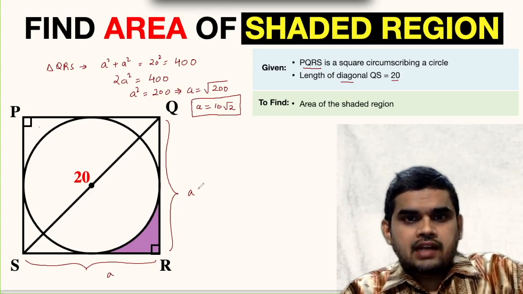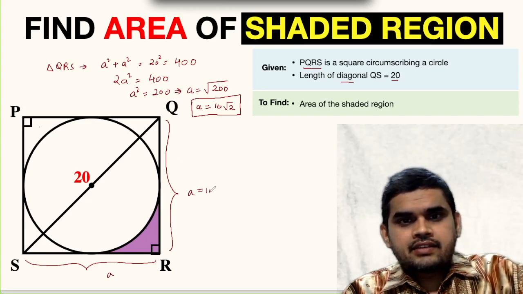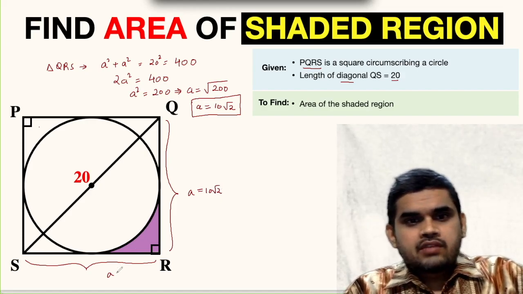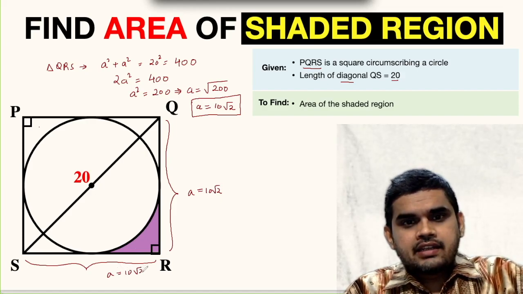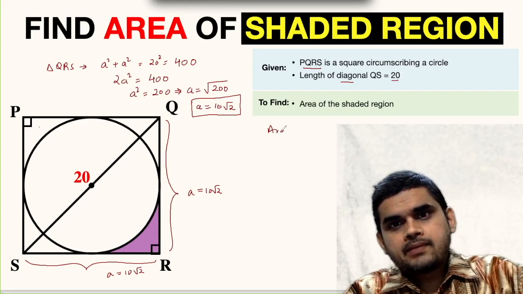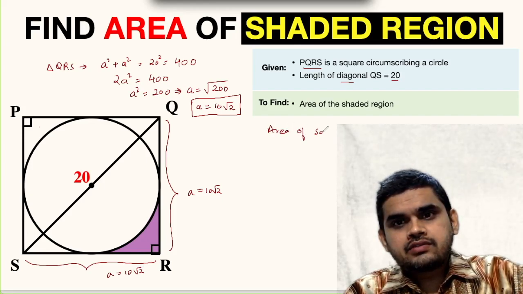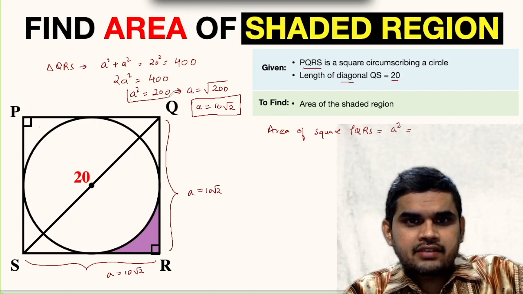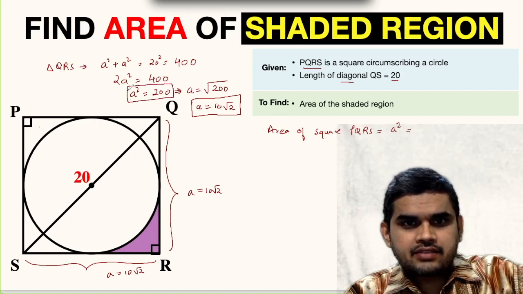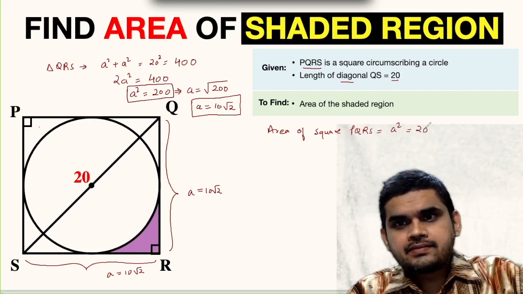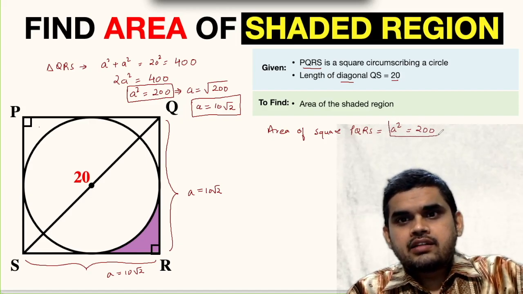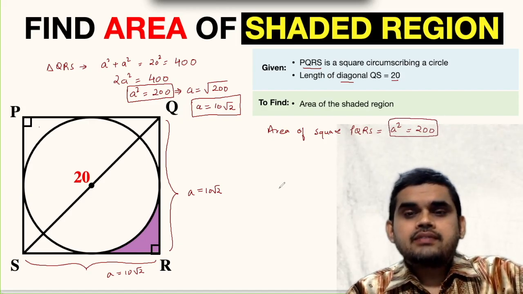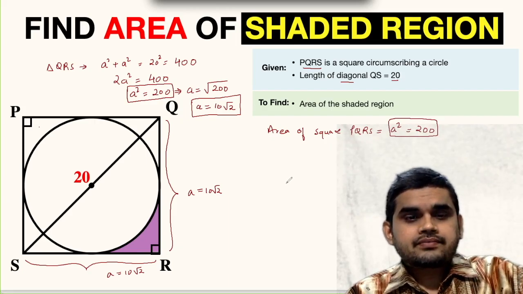Now, after getting the value of A as 10 root 2, we can find the area of the square. Area of square PQRS is equal to A squared. Directly we can find A squared from here: A squared is equal to 200. So the area of the square is 200 square units.